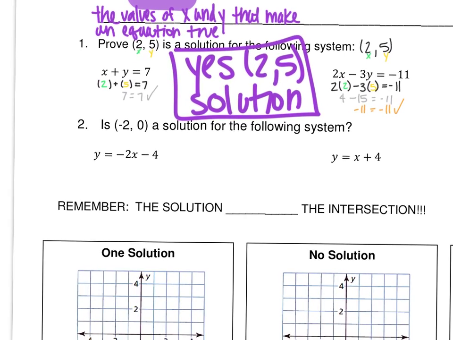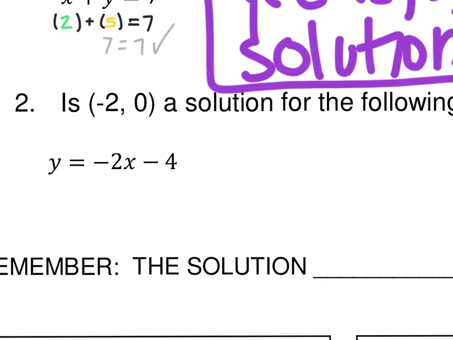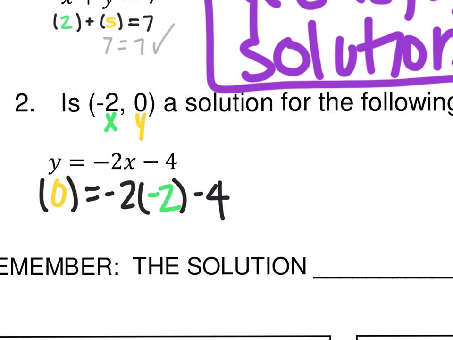So I'm going to do the same thing for number 2. It wants to know, is (negative 2, 0) a solution for this system? So remember, negative 2 is my x value, 0 is my y value. So instead of y here, I'm going to plug in 0 equals negative 2. Instead of x, I'm going to plug in negative 2, minus 4. Remember that this negative 2 in black was this negative 2 here. The negative 2 in green was my x value. So if I do the math on the right side, I have 0 equals negative 2 times negative 2 is positive 4, minus 4, and 4 minus 4 is 0. So it worked out on the first equation.